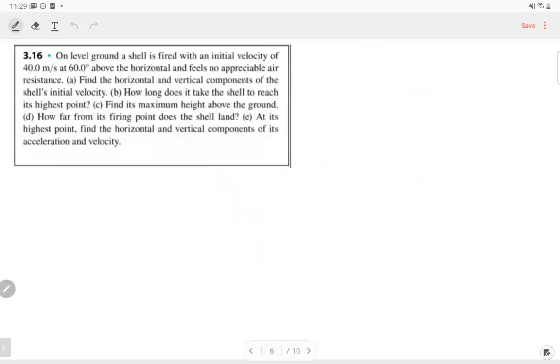The next question is on level ground. It says a shell is fired with an initial velocity, and this initial velocity has a magnitude of 40 meters per second, and the angle above the horizontal is 60 degrees. And there's no air resistance. So that means the acceleration in this motion is only equal to 9.8 meters per second squared. It's only gravity in this motion.